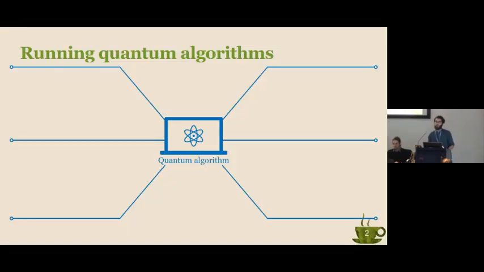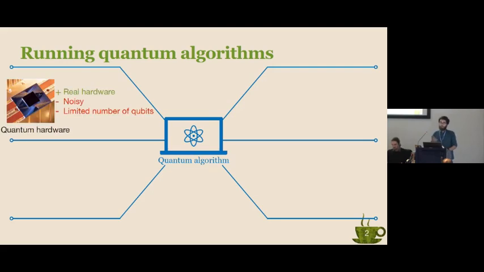So, in general, what we want to do is run some quantum algorithm with our devices. The best possible thing to do is to run it with real quantum hardware, but the problem is that it's noisy and that there's a limited amount of qubits. Actually, there has been incredible success in the last week and improvement on this part, but still it's not on the level of being able to run any quantum algorithm.